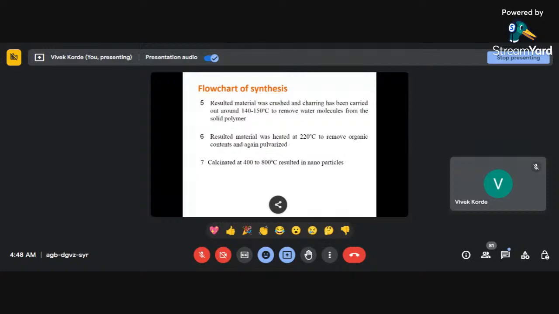Even at 300 Celsius, particles can be obtained in crystalline form. But depending on the material and depending on the expected crystalline structure, the calcination temperature can be decided, so that the raw material can be taken at that temperature. So in this way, nanoparticles can be formed. Please go to the next slide.